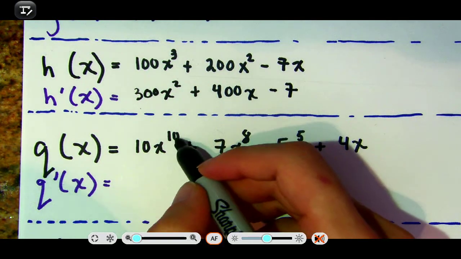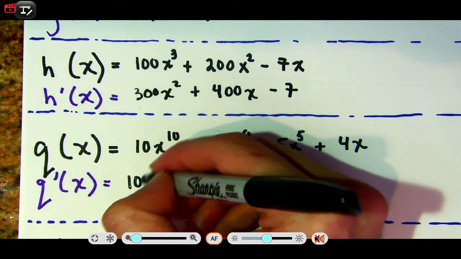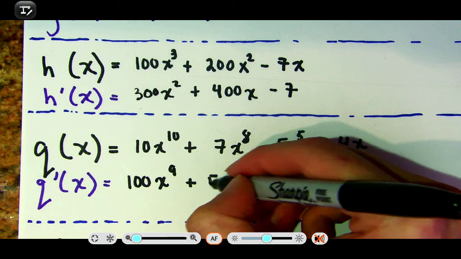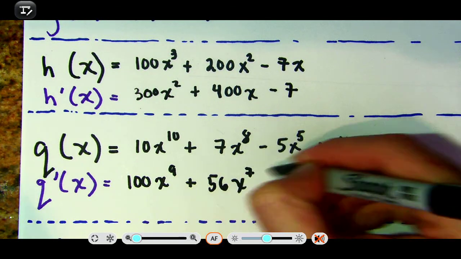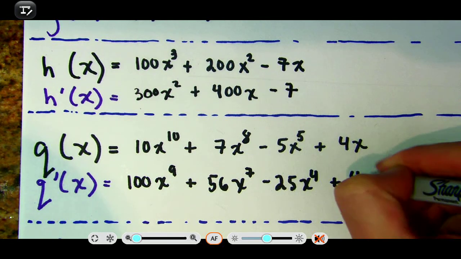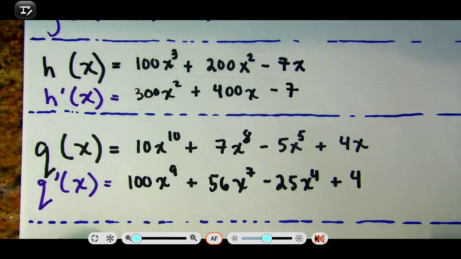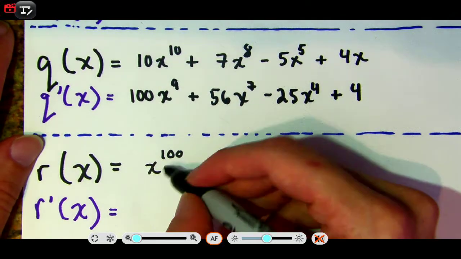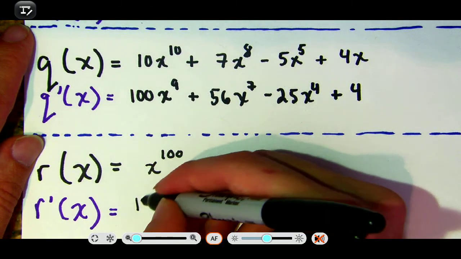10 times 10 is 100 x to the 9 plus 8 times 7 is 56 x to the 7 minus 25 x to the 4th plus 4. And last one, some x to the 100. What would the derivative be? It would just be 100 x to the 99.